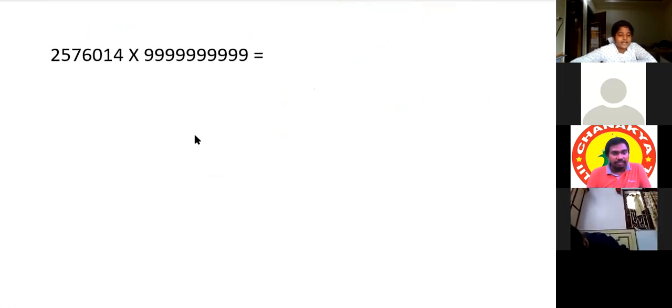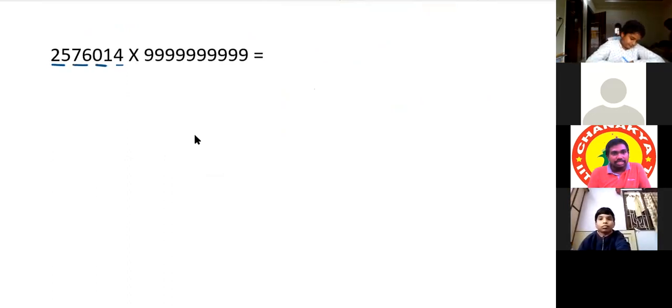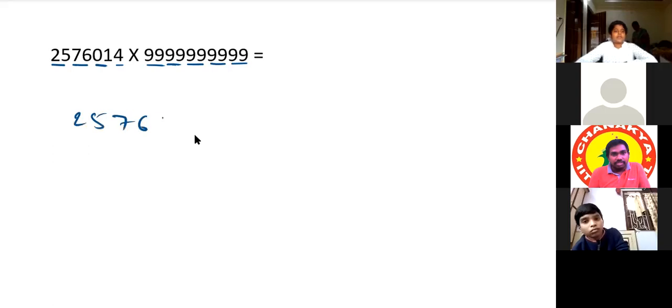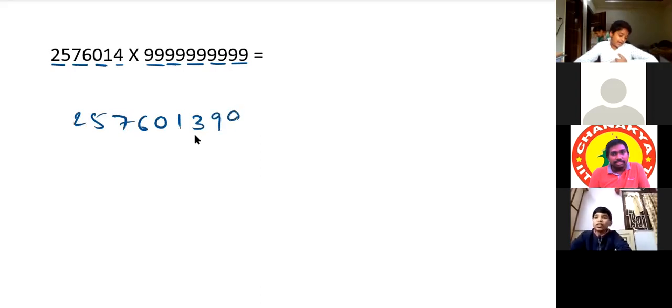Can I do this, sir? Here the digits are 7, and 10 9s. Yes, 10 digits are there. So first we'll do the given number minus 1: 2, 5, 7, 6, 0, 1, 3. How many 9s are extra? 3 nines are extra. Then we can do the process.